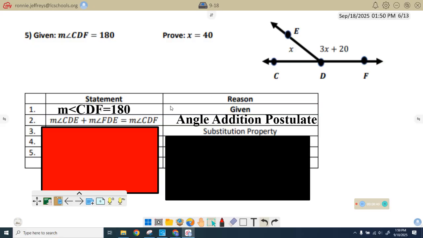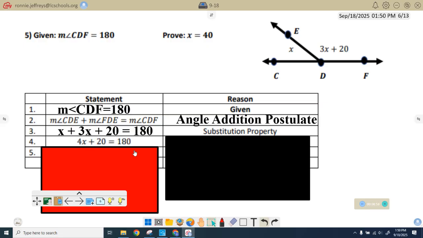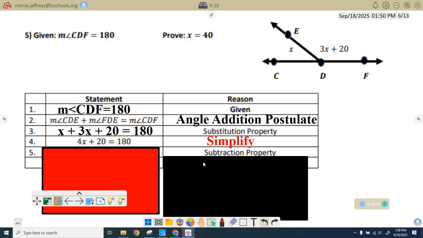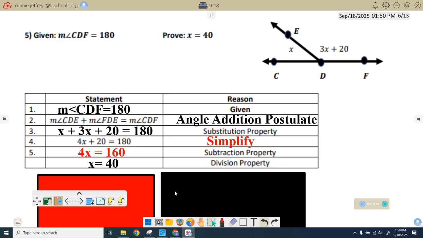Now, substitution. We should know by now that if we're doing substitution, vice versa. Yes, Kenshin. Yes, x plus 3x plus 20 equals 180. Now, it says subtraction property, so we should have 4x equals 160. Then x equals 40.